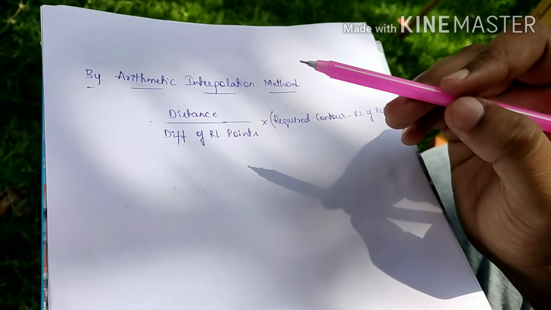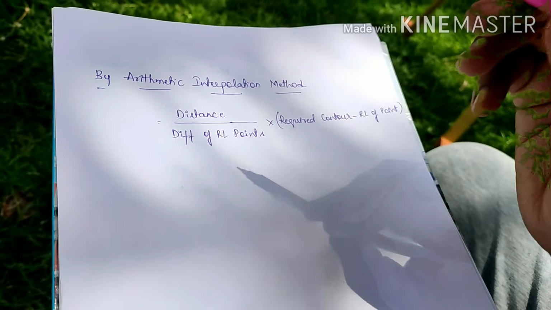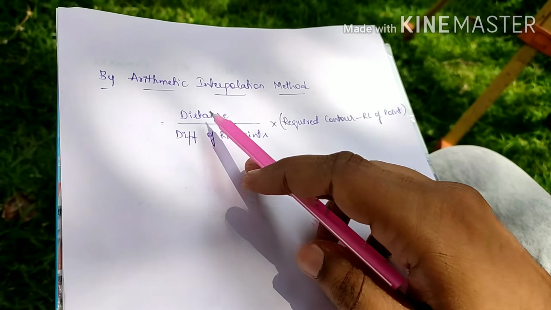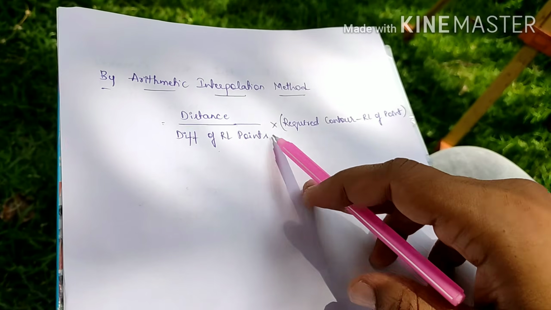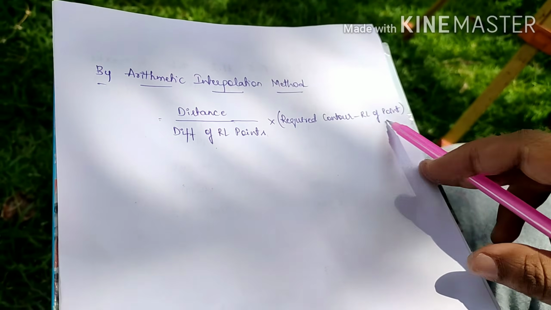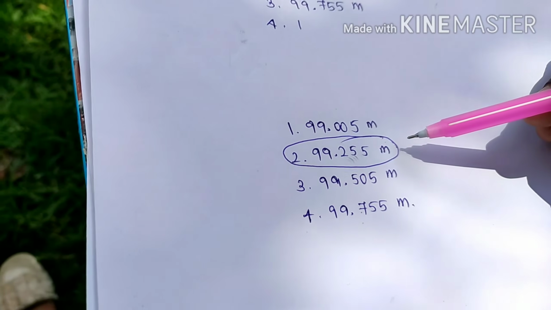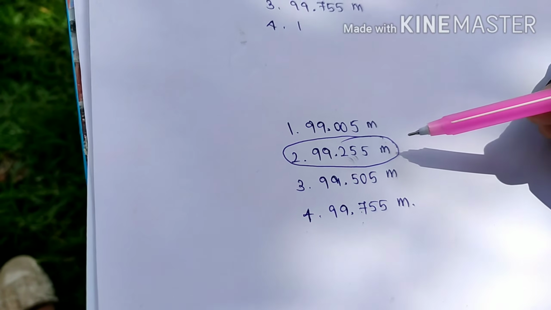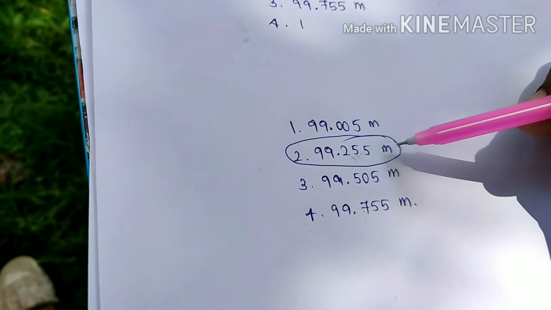After getting 4 contours, we have to plot the contour by the arithmetic interpolation method, that is, distance by difference of RL of points into required contour minus RL of the point. For plotting, we are going to consider the second contour, that is 99.255 meter.